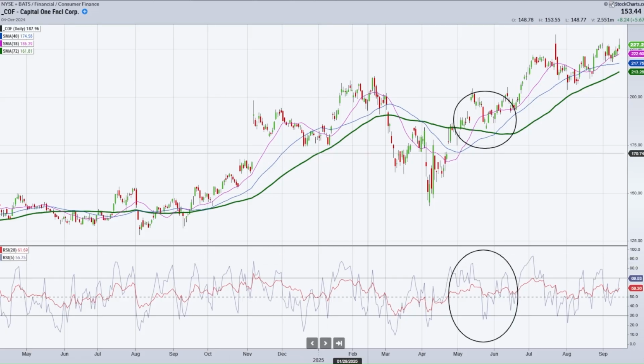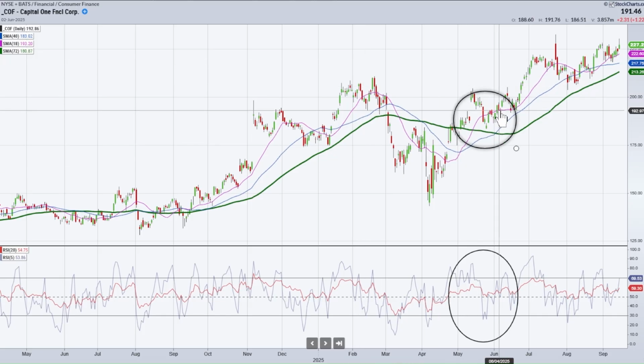Something like COF, turning the corner. It's a 1, 2, 3 reversal, and the 2 forms this RSI buy signal with the deep reading, right? And then we get a nice move to the upside. So it can come in a lot of different shapes and sizes.